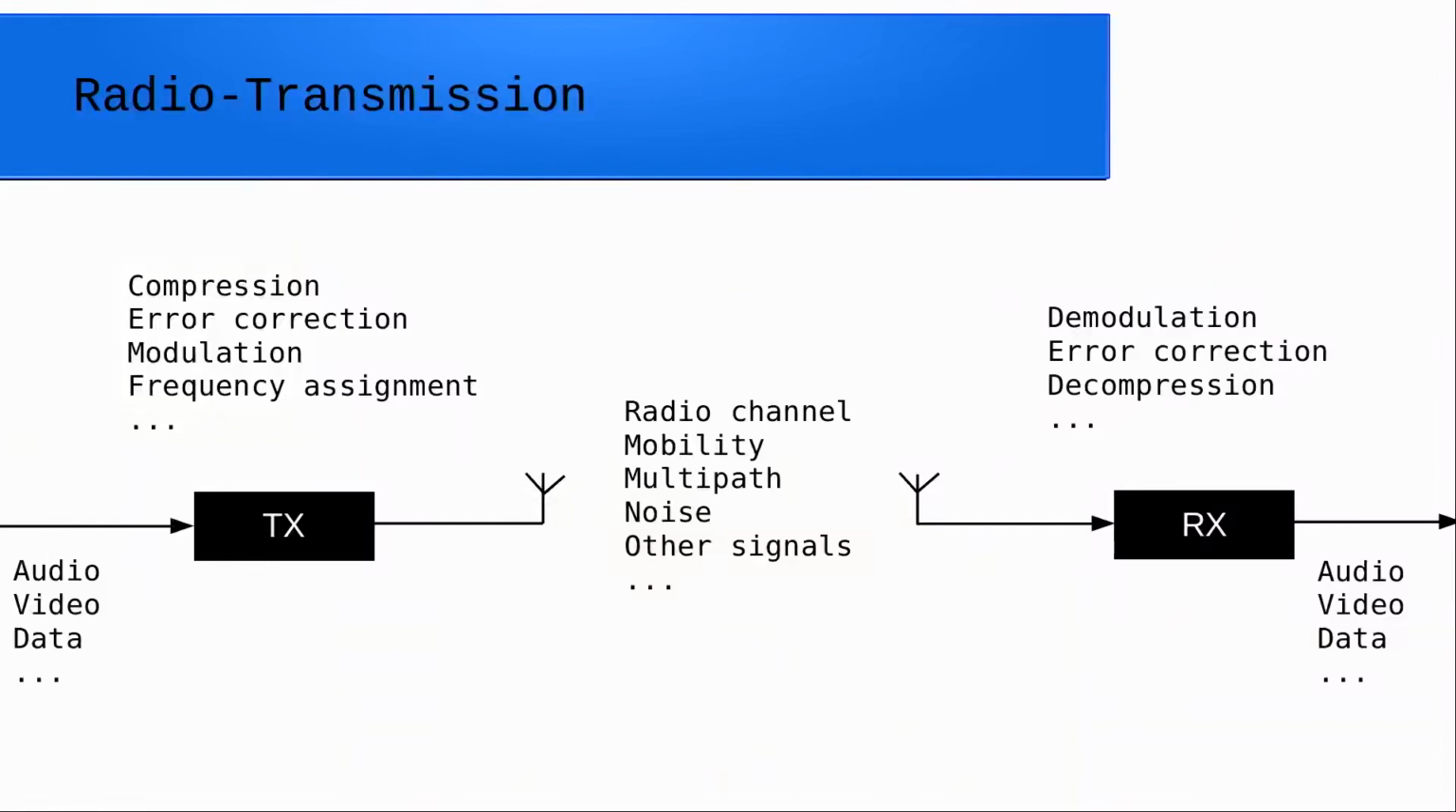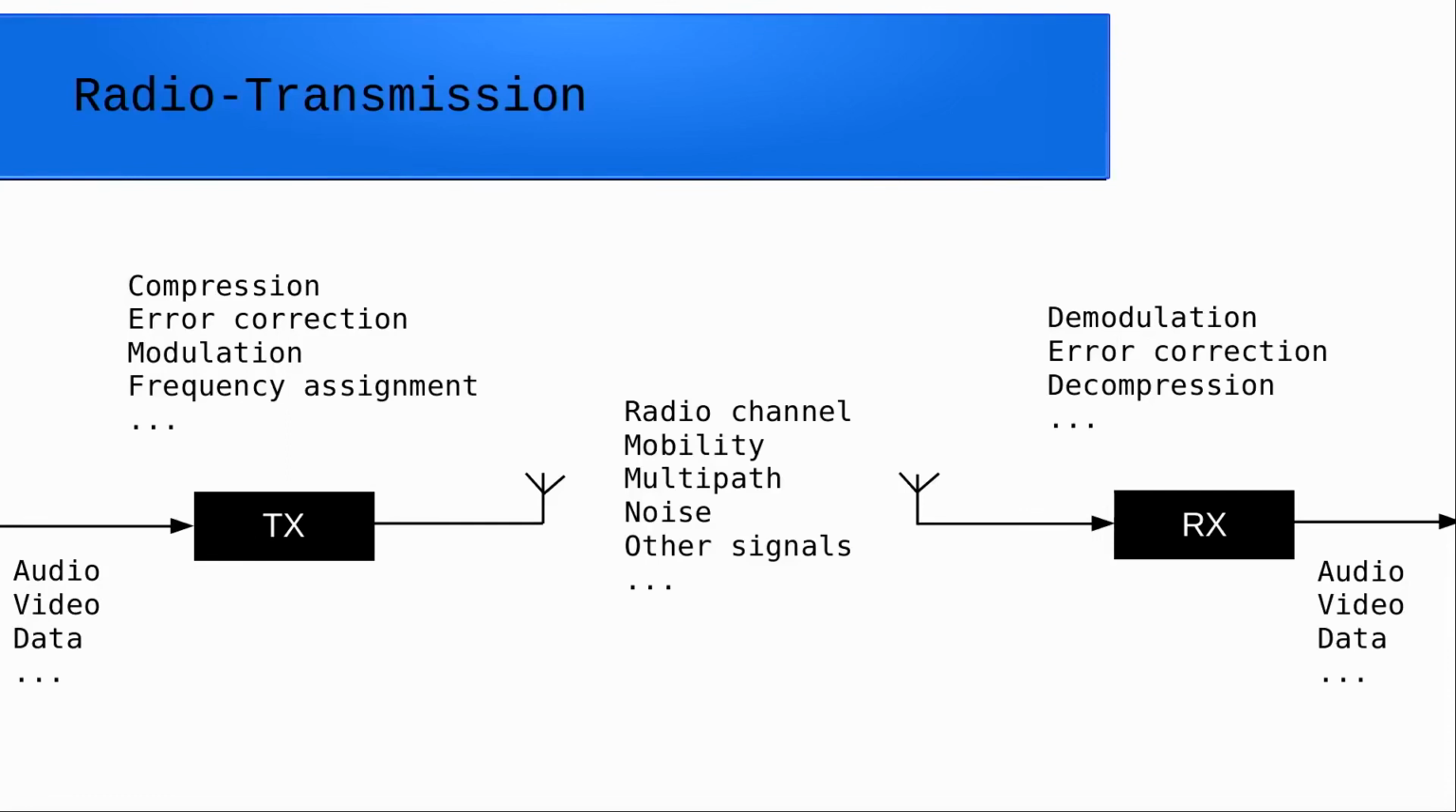So normally you have some input signal, you want to transmit an audio signal, radio for example, a video signal or just any data. Then you do some compression. Mostly you do this if you have some digital stuff. In analog you don't do this so much. You have some error correction, modulation, and then the frequency assignment to the frequency you want to use for the transmission. Then you have a radio channel.